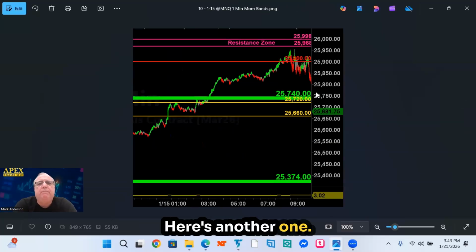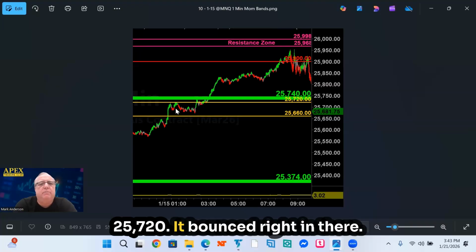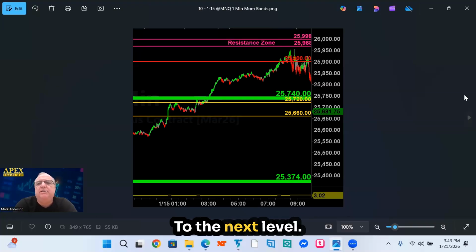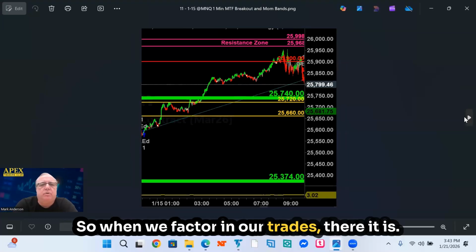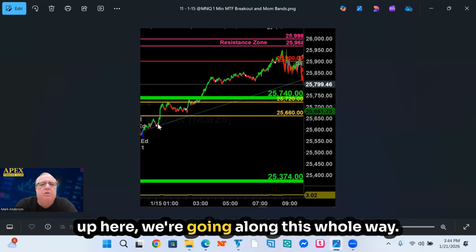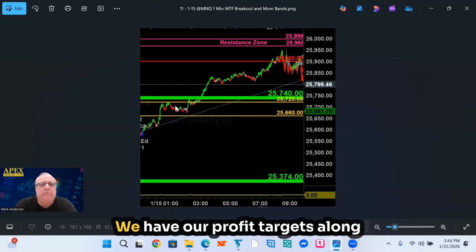Here's another one. There's 25.9 again. Price is coming up. You can see once again how it bounced between 616, 720. It bounced right in there. Once it breaks out, it wants to go higher. Where? To the next level. So when we factor in our trades, there it is. There's our buy right here. There's our sell up here. We're going along this whole way. Of course, we have our stop losses down here. We have our profit targets along the way, and we have our runner.